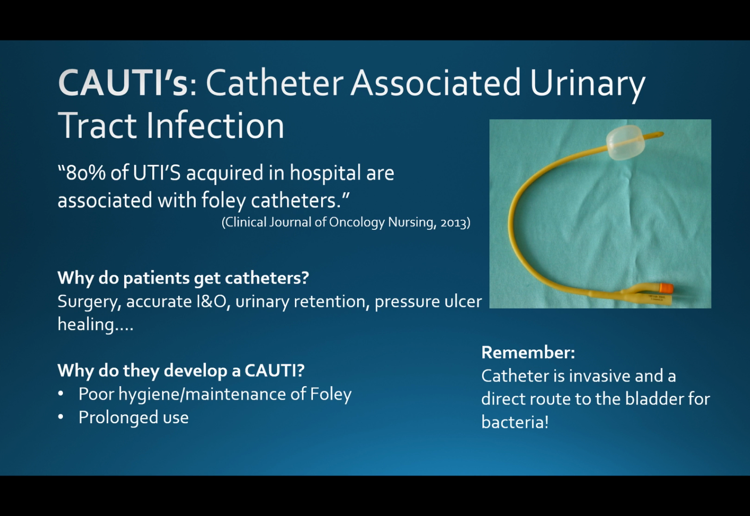Okay, so another type of healthcare-associated infection is a CAUTI, which is a catheter-associated urinary tract infection. According to the Clinical Journal of Oncology Nursing, 80% of UTIs that are acquired in hospital are associated with Foley catheters. Some reasons that a patient may get a catheter are surgery, the need for accurate I&O, urinary retention, and pressure ulcer healing, among many other things. These patients can develop a CAUTI as a result of poor hygiene or maintenance of the Foley catheter, and also prolonged use of the catheter.